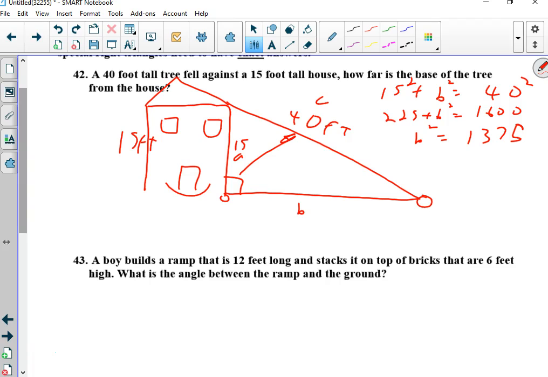Now, it says special triangles have exact answers, in other words, reduced. This is not a special triangle. We don't know what it is. So, it's a real world problem, so we're just going to take the square root and get 37.1 feet. Don't forget the label, feet.